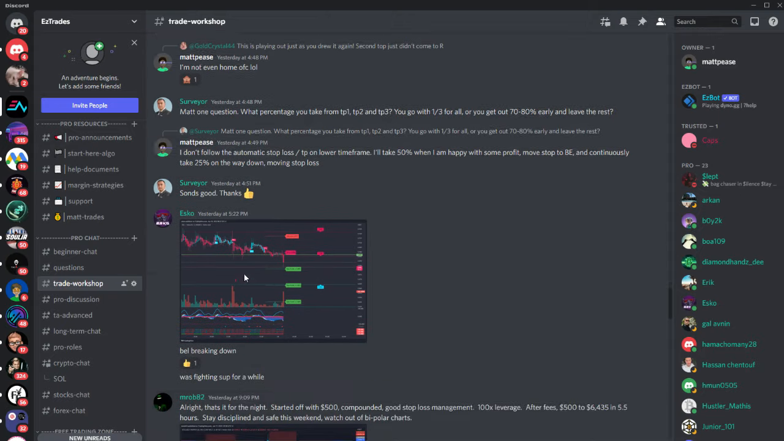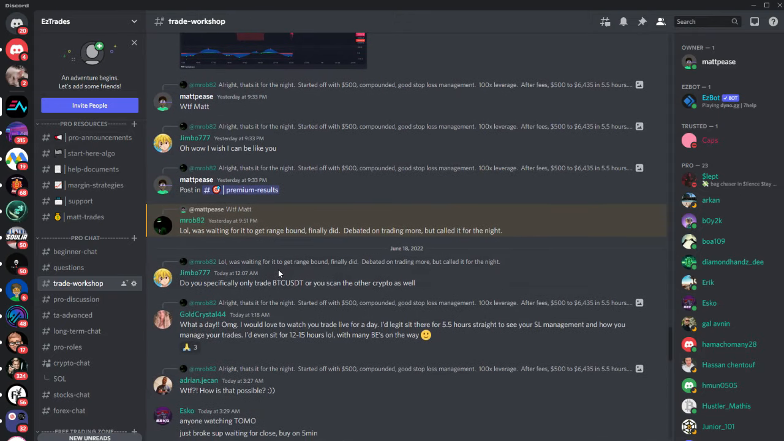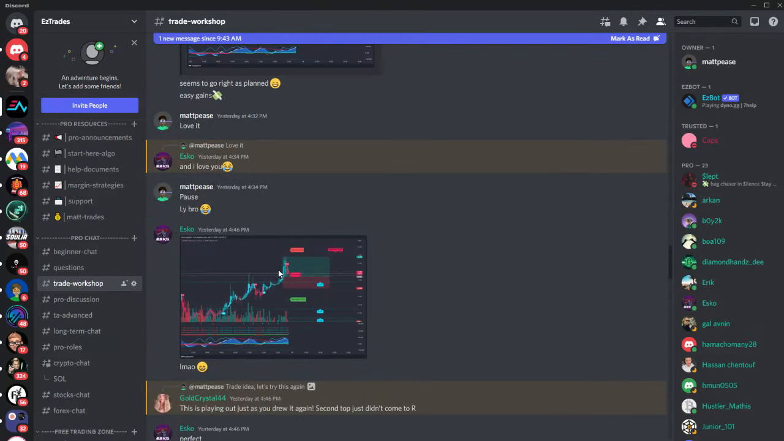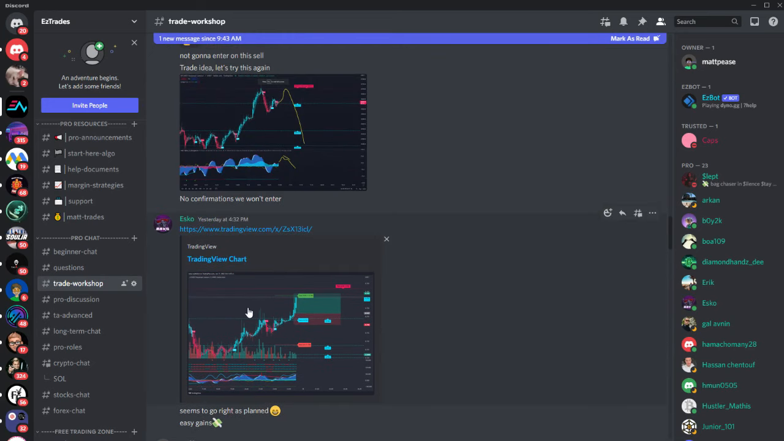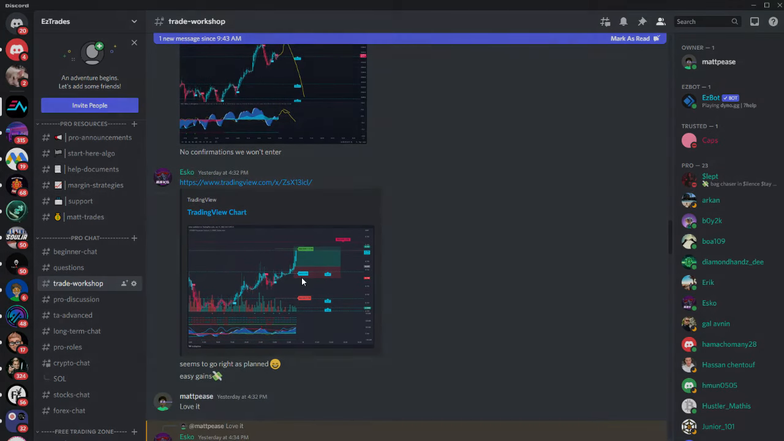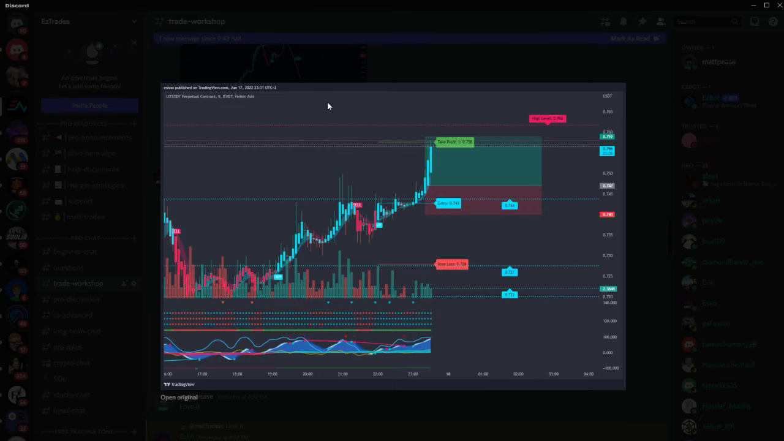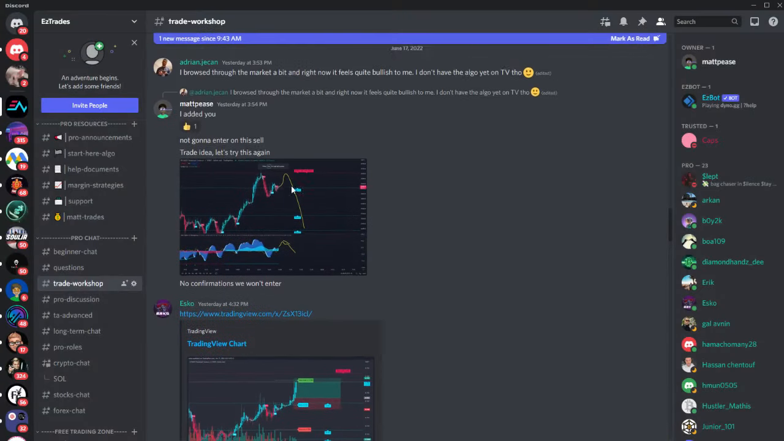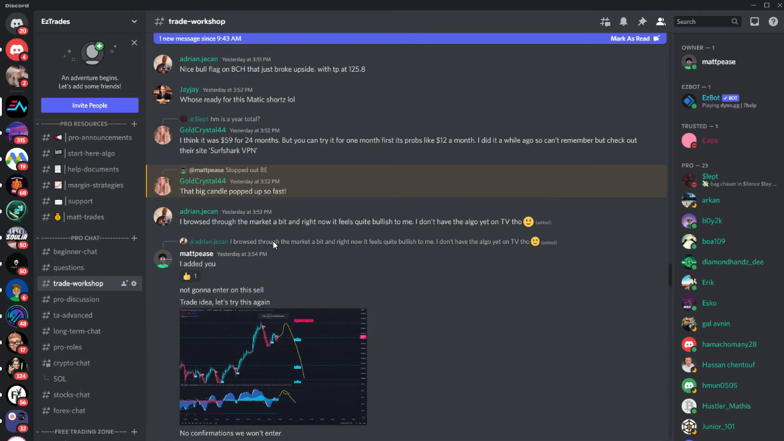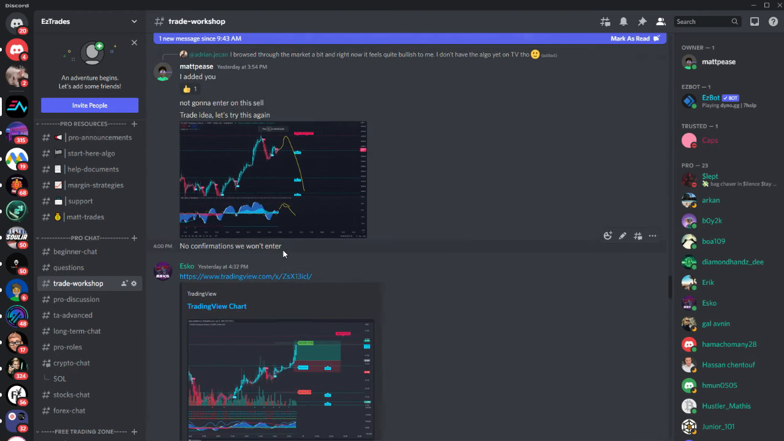And then we have a trade workshop, which is where we actually post our trade setups and trades we're taking and what we're thinking about the market right now. I mean, look at easy gains, right? I mean, Easy Algo makes it super simple if you're just getting into trading, right? The signals are pretty on point, especially when combined with the support and resistance levels.